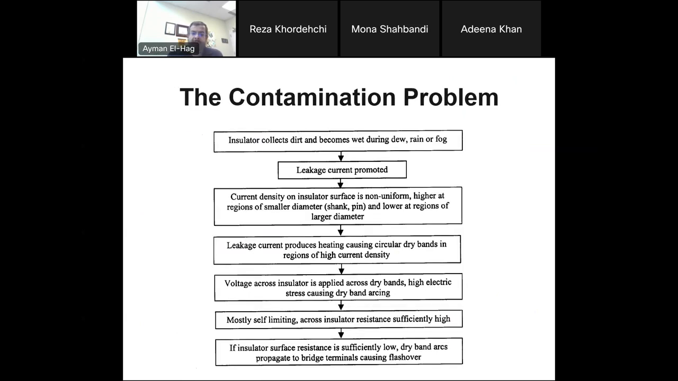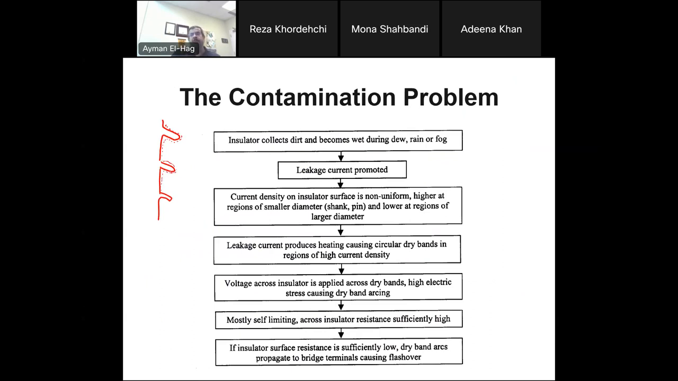Now, let's talk about the contamination problem. What happens? Okay, so basically here you have the insulator. Have some sort of visualization with the text so that you can understand. Now, insulators, because they are in outdoor conditions, start to collect some pollutant on the surface, and this is a very slow process, taking a long time. It depends on the severity of the pollution, it could be some areas faster than others.